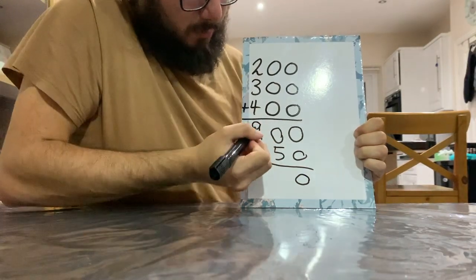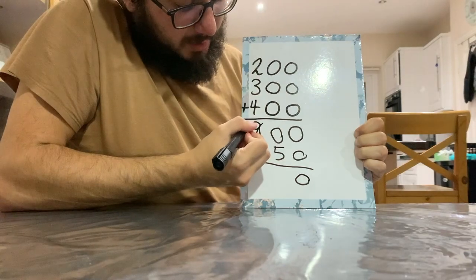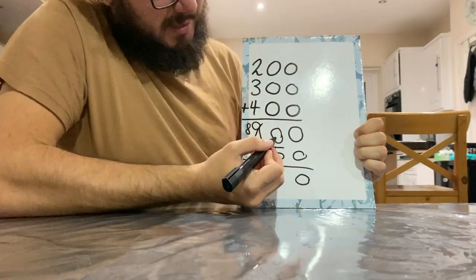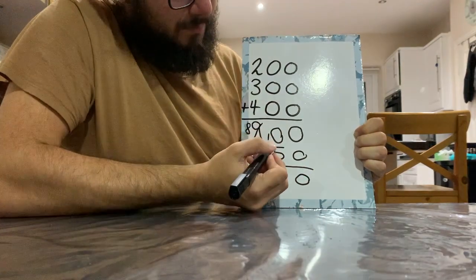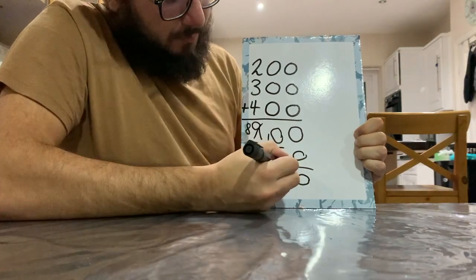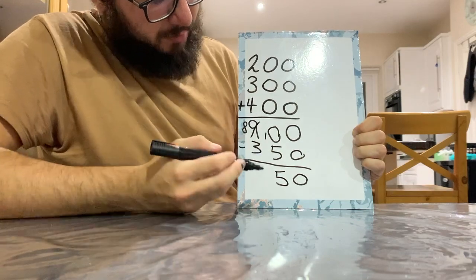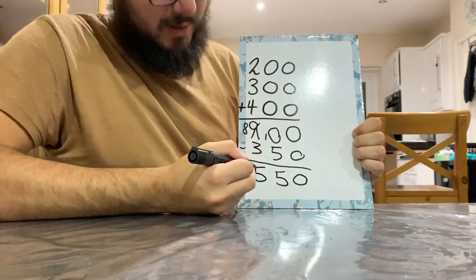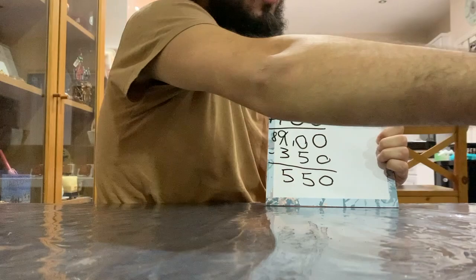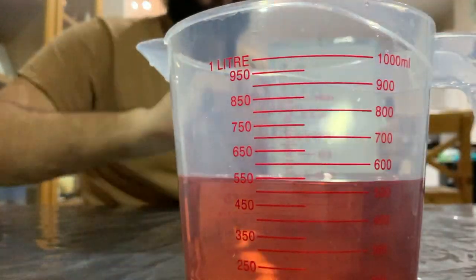So I'm going to borrow from my 9. That's going to be an 8 now. And my 0 is going to turn into a 10. So 10 take away 5 is 5. And now I've got 8 take away 3, which is 5. And that's exactly what I got on my measuring jug too.